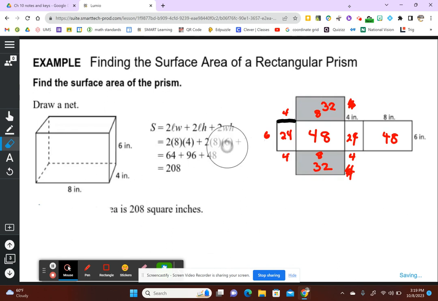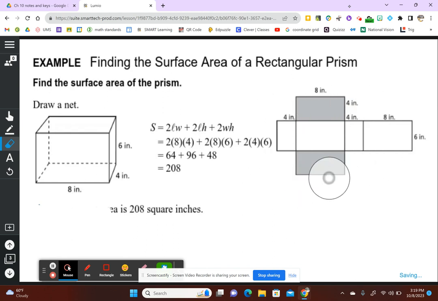And by magic, there, when I erase the whole thing, you see the area is 208 inches squared.